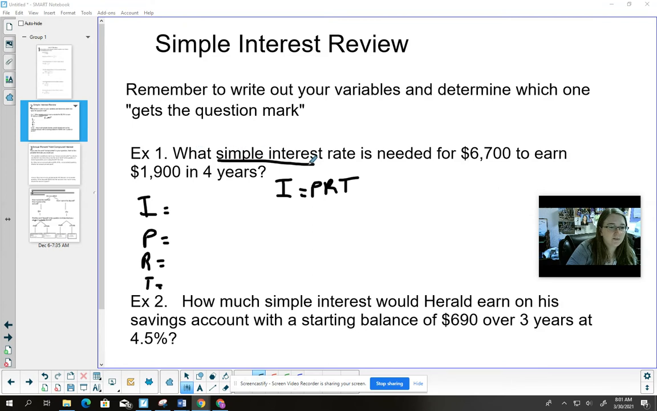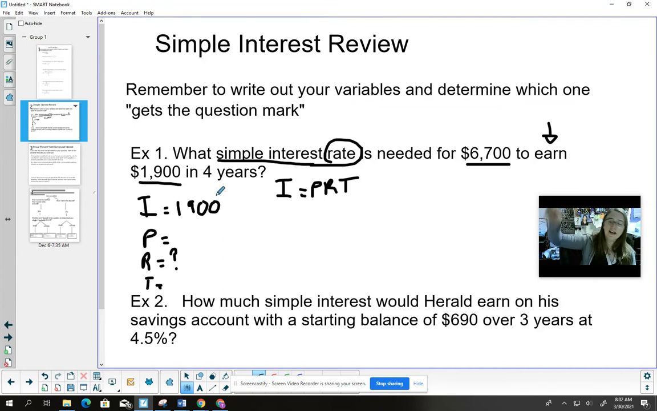Okay, so it says, what simple interest rate? This means R gets the question mark, not I. I is simple interest in dollars. R is the rate. Now it says 6,700 is earning 1,900. So here's what this means. 1,900 is the interest because you earn interest. 6,700 is what you're starting with. And T is 4. Again, it's really common, especially when you're given both I and P, to mix those up. So just be careful. You earn interest.